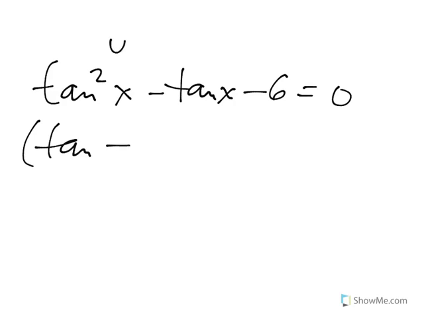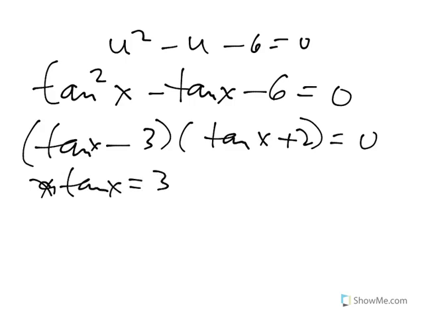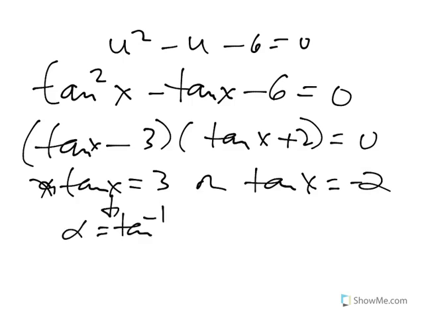You almost treat it like u squared minus u minus 6 equals 0, which would be u minus 3 times u plus 2. So this is going to be tan x minus 3 times tan x plus 2 equals 0. This leads us to tan x equals 3 or tan x equals negative 2. Each of these is going to lead us to a reference angle.